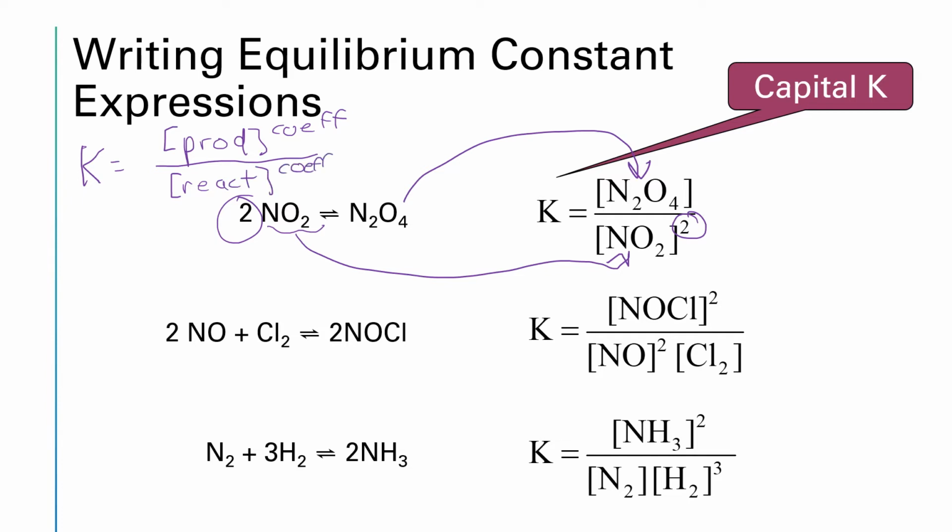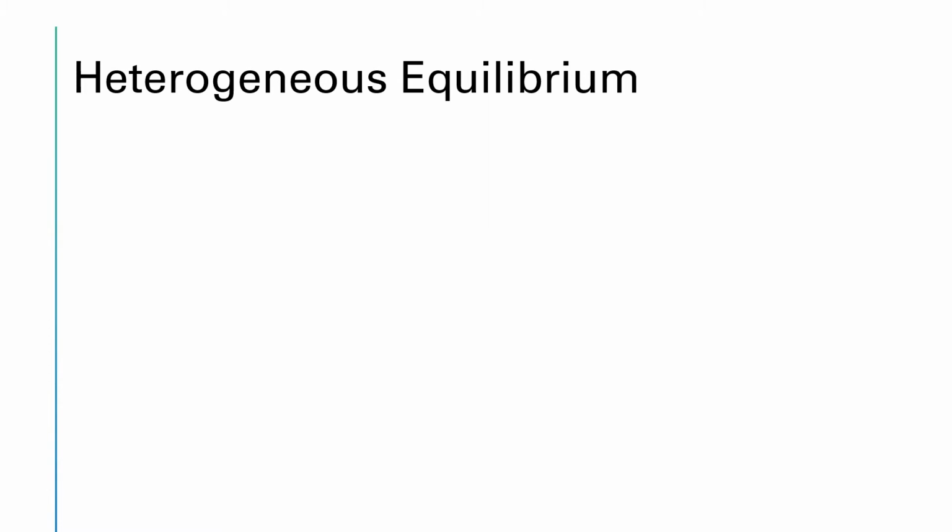If you have more than one reactant or more than one product, you just keep multiplying them in the equilibrium constant expression, and you just keep pulling their coefficients to be the exponents on those terms. And remember that the square brackets means the concentration in molarity. Let's look at a few more examples to make sure we've got this down pat.